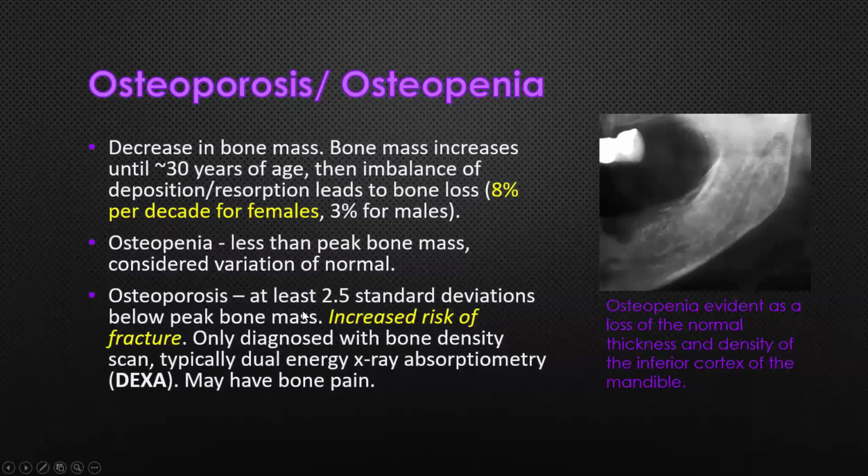And it has to be 2.5 standard deviations below what's accepted as the peak bone mass. So it is something that requires a specific diagnosis. But obviously, if you see someone that looks really osteopenic, probably a safe bet that they have osteoporosis, especially if they are an older patient. Remember me talking about osteoporosis, how the external oblique ridge really stands out. You'll get a reduction in the thickness of the inferior cortex of the mandible. And so that's your typical osteoporosis.